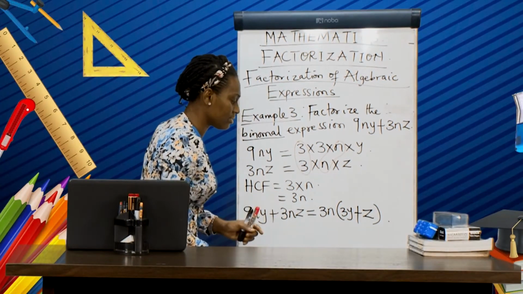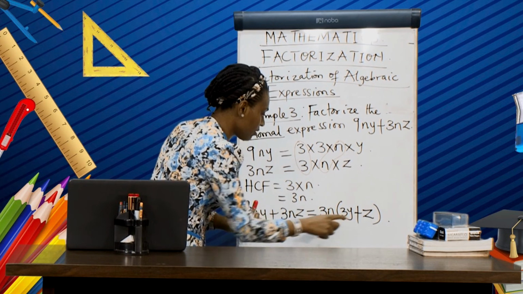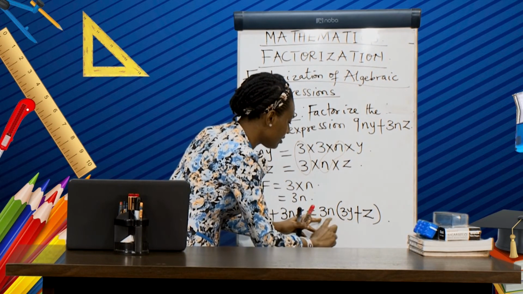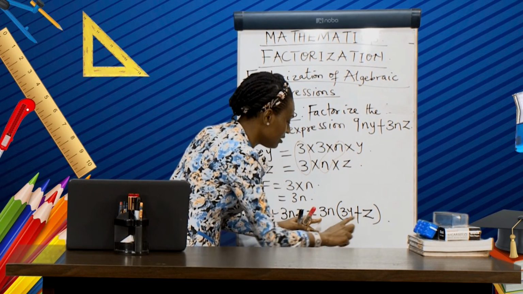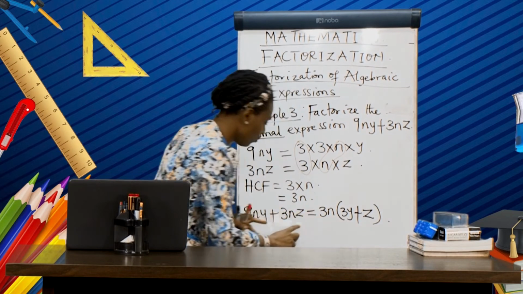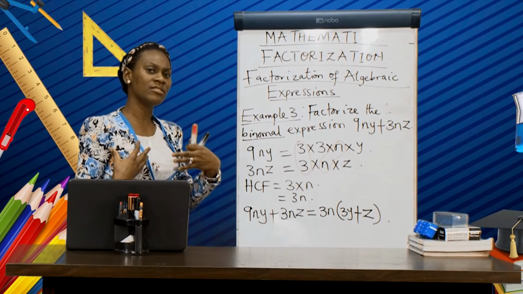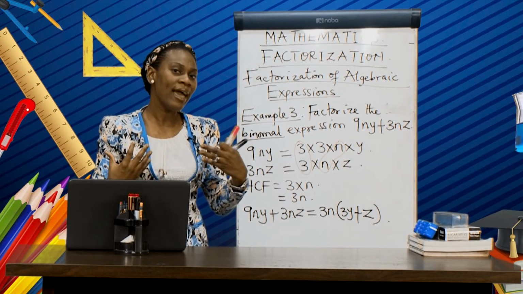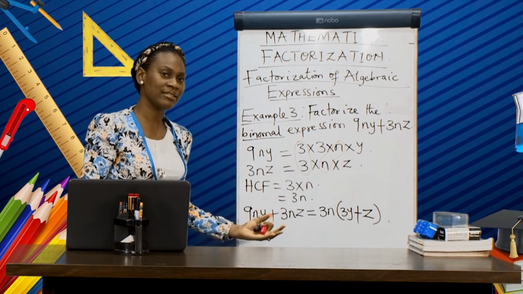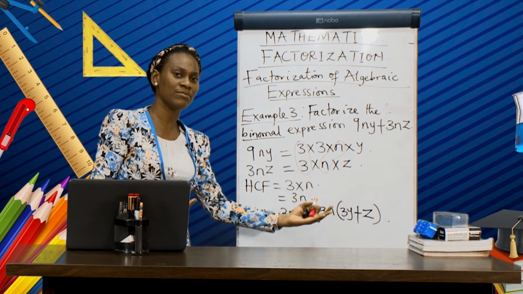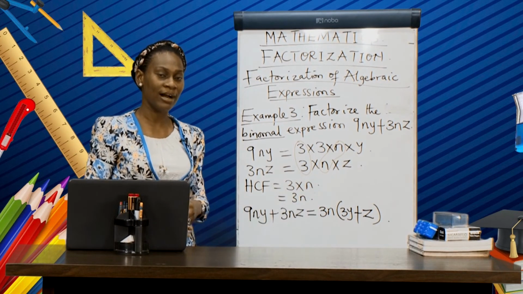9ny. Let's check the second one. Then we have plus 3 times 3n times z. That will give us 3nz, which is what we have here. So factorization is simply showing how else you can express whatever term or whatever expression or numbers you are given.